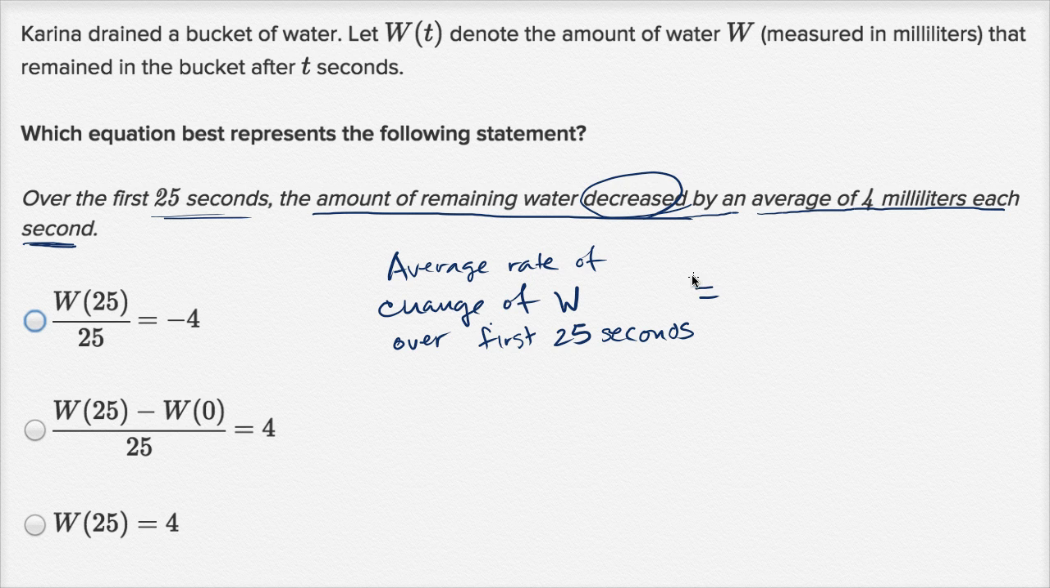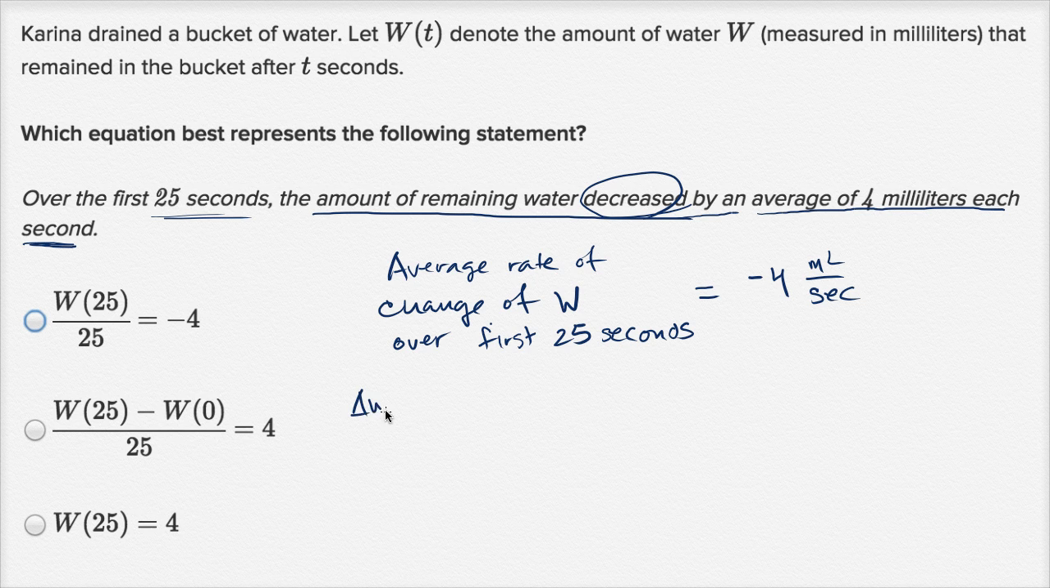So if we're decreasing, if W is going down, our rate of change is going to be negative. Every second that goes by, W is going to go down by some amount. So it's going to be negative 4 milliliters per second. Now, can we write this in a more mathy way? The average rate of change of W over the first 25 seconds.